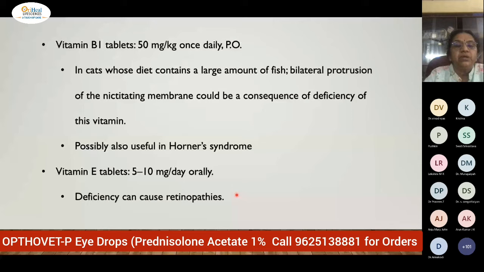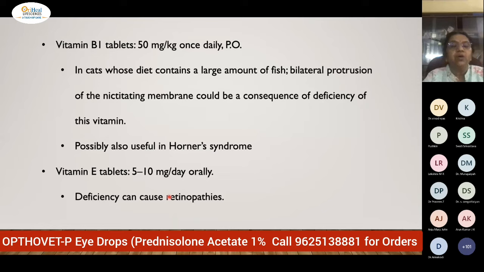Then B1, riboflavin, B1 is very important. In cats, they say diets containing large amounts of fish. So you will sometimes find even protrusion of the nictitans as a common phenomenon because of that. So here you can administer vitamin B1 to the animal per dose for a period of 10 to 15 days. Vitamin B1 can also be used in the case of Horner syndrome. Vitamin E tablets, 5 to 10 milligram per day orally, can also be given to prevent retinopathies.